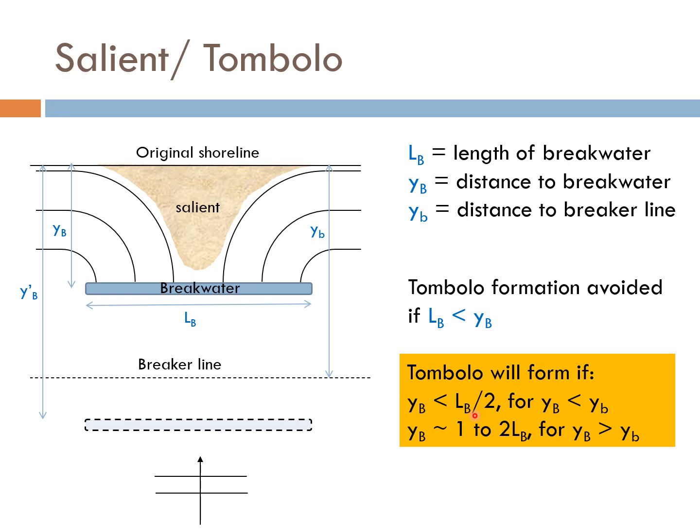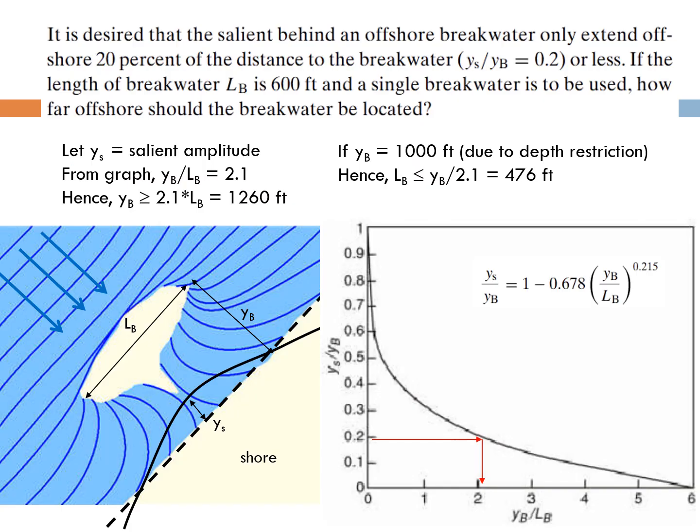In some cases, our design will want to avoid the formation of tombolo. On the other hand, in other instances, we might want to design in such a way that we actually want the tombolo to be formed, depending on our design functional requirement. Let's now look at this particular example.